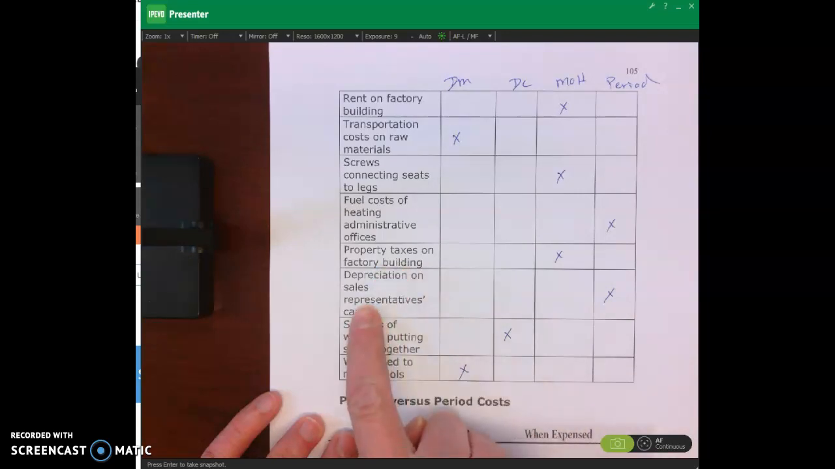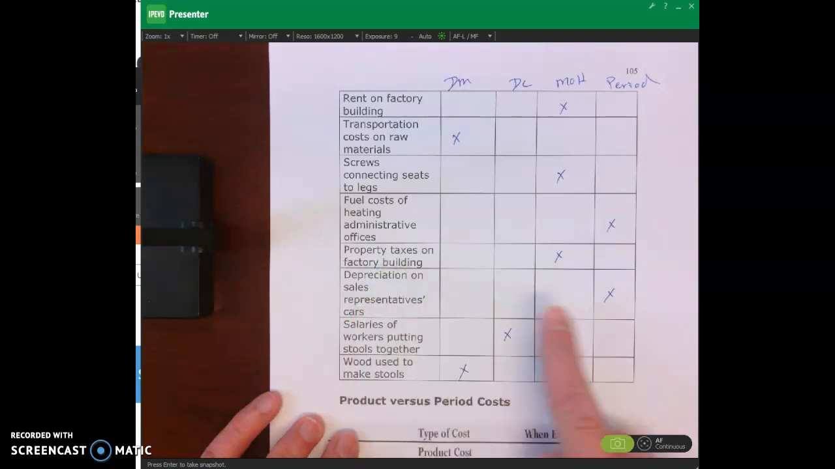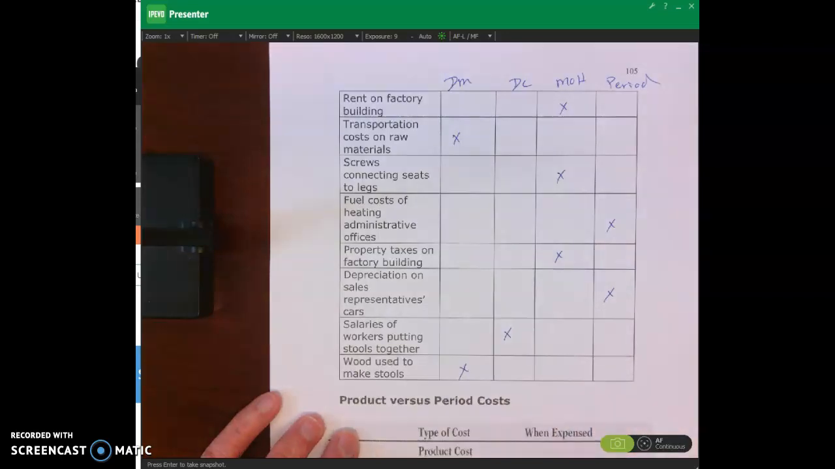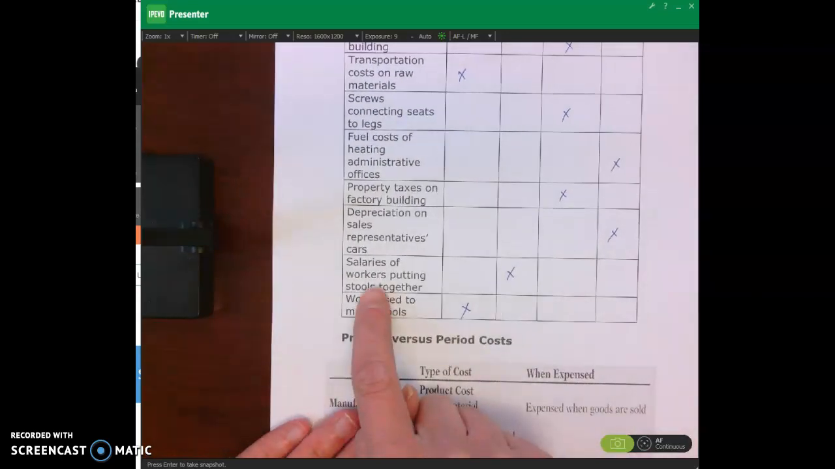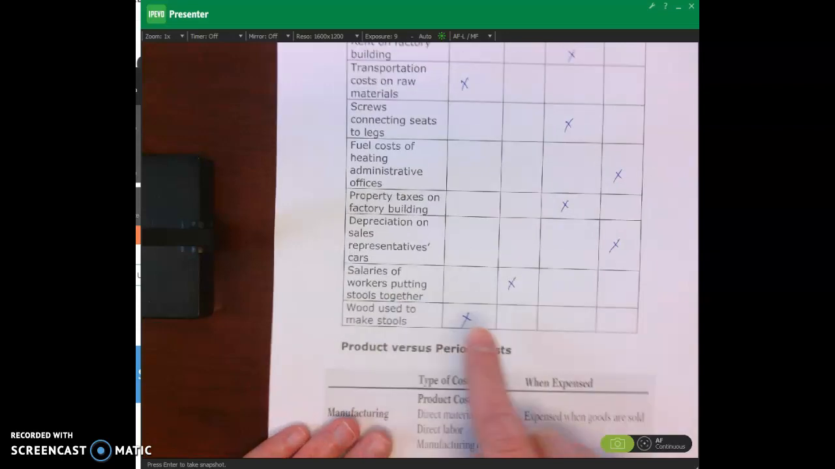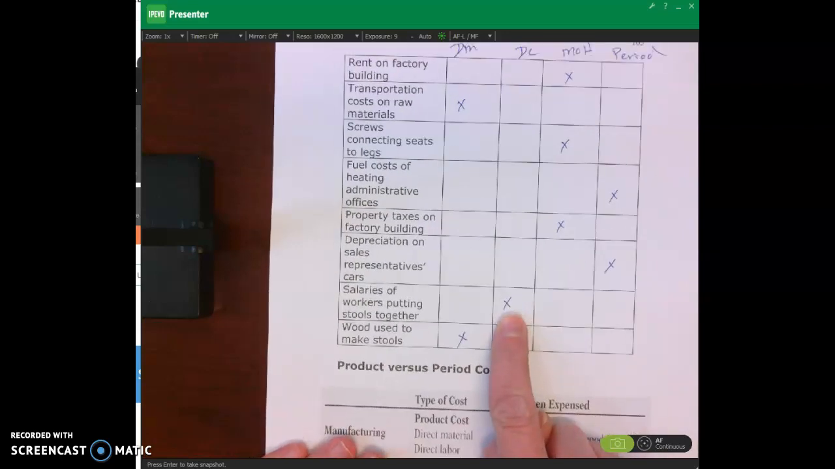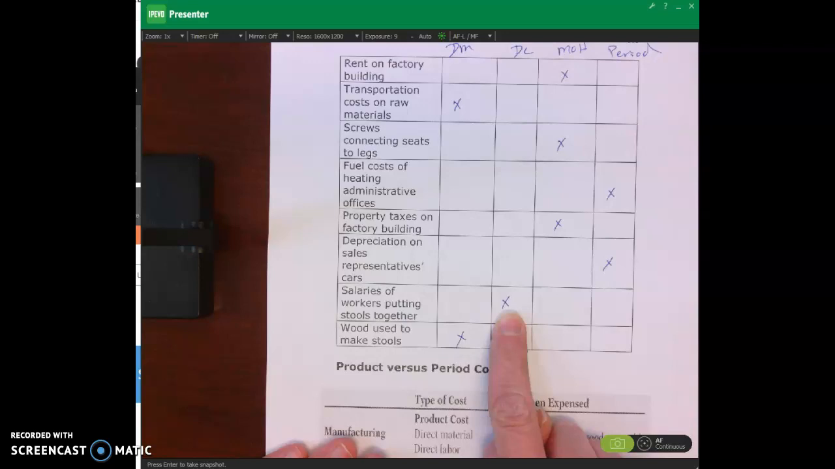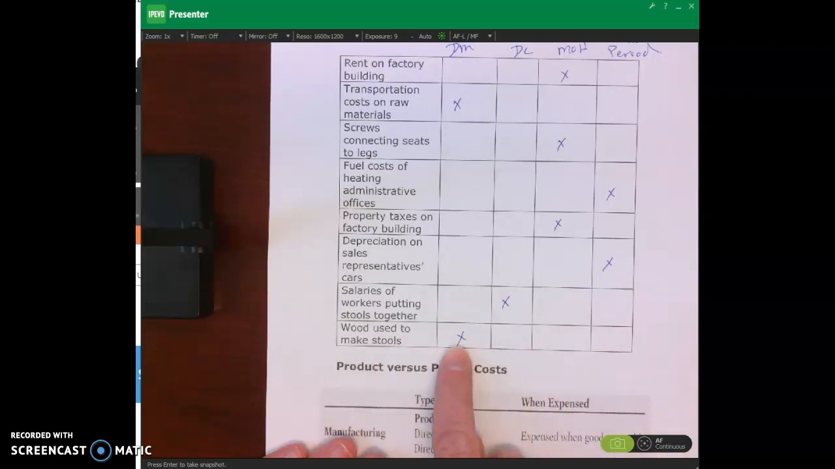Depreciation on sales reps' cars, that is a marketing and selling cost, a period cost. Salaries of workers putting stools together, that is direct labor. Okay, that's assembly line labor. And then the wood used to make the stools, that is direct materials right there.